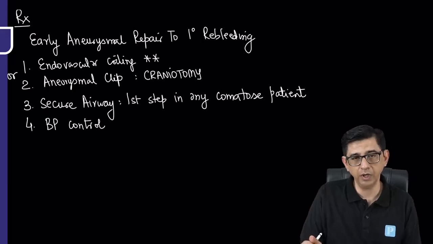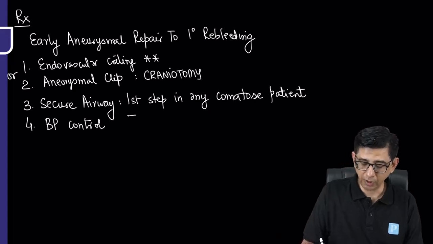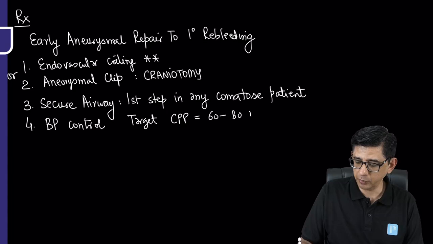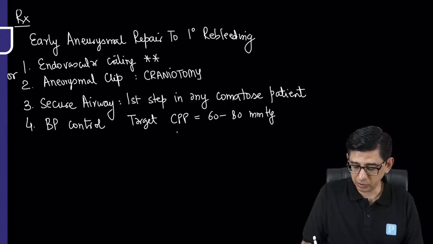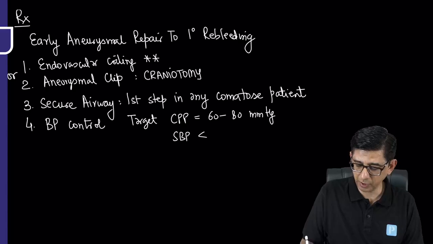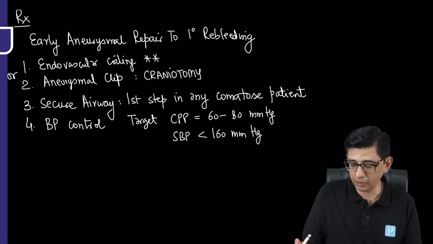Along with this, securing airway is anyway important. Protecting airway in any raised ICP, we will anyway have to do blood pressure control. Our target cerebral perfusion pressure should be between 60 to 80 millimeter of mercury. You see, we keep on fretting and worrying about blood pressure. Obviously, our target blood pressure in this patient, or the systolic blood pressure of this chap, should be kept less than 160 millimeter of mercury, because in hypertension anyway, the chances of rebleeding will be dramatically increased.